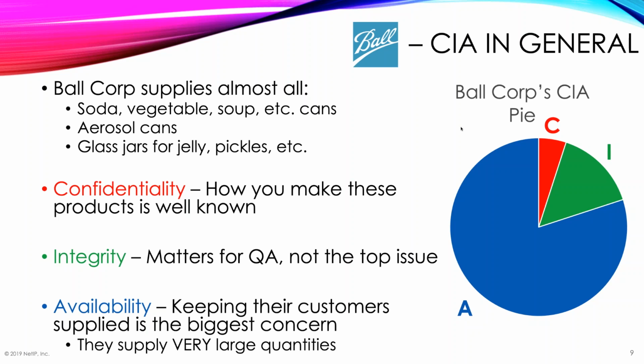So availability, they actually have something like 36 factories around the globe, making soda cans and all kinds of cans and bottles all the time. It's actually a much larger operation than you might imagine. Integrity, it matters. QA, quality assurance for their products. When they give the soda maker some bottles and cans, they do have to meet certain requirements. And confidentiality, though, how you make a bottle or a can is a kind of well-known thing. Okay.